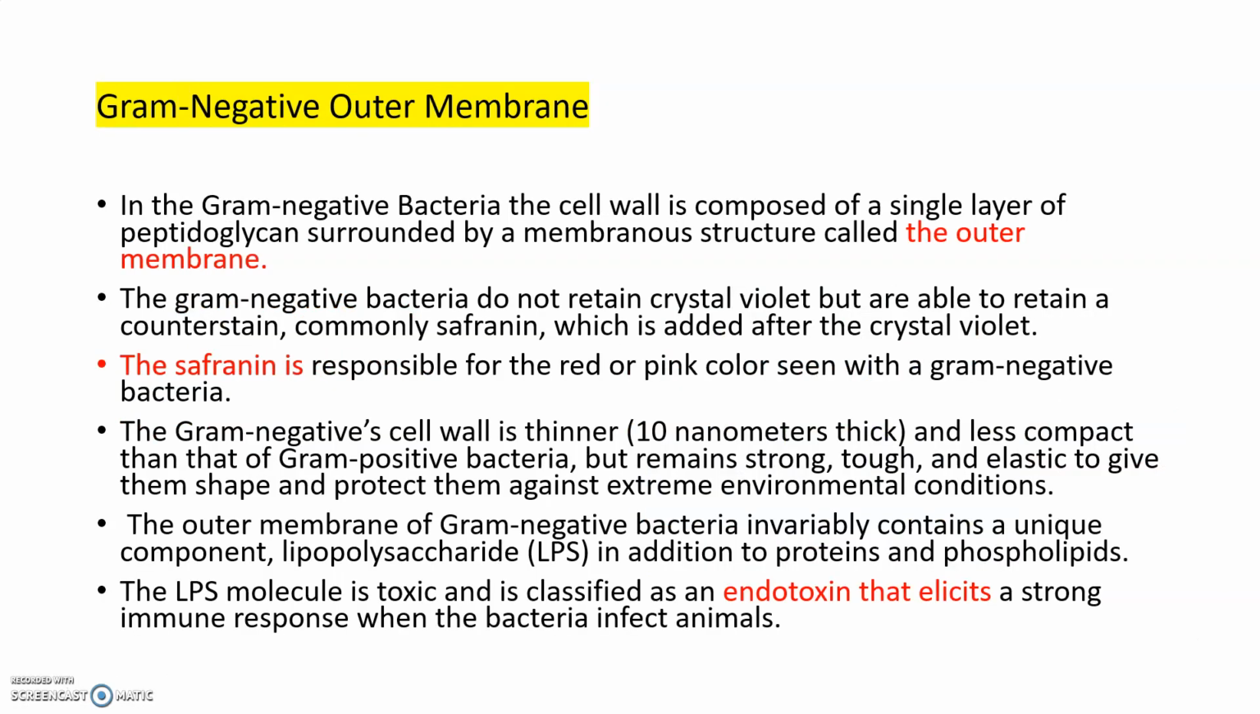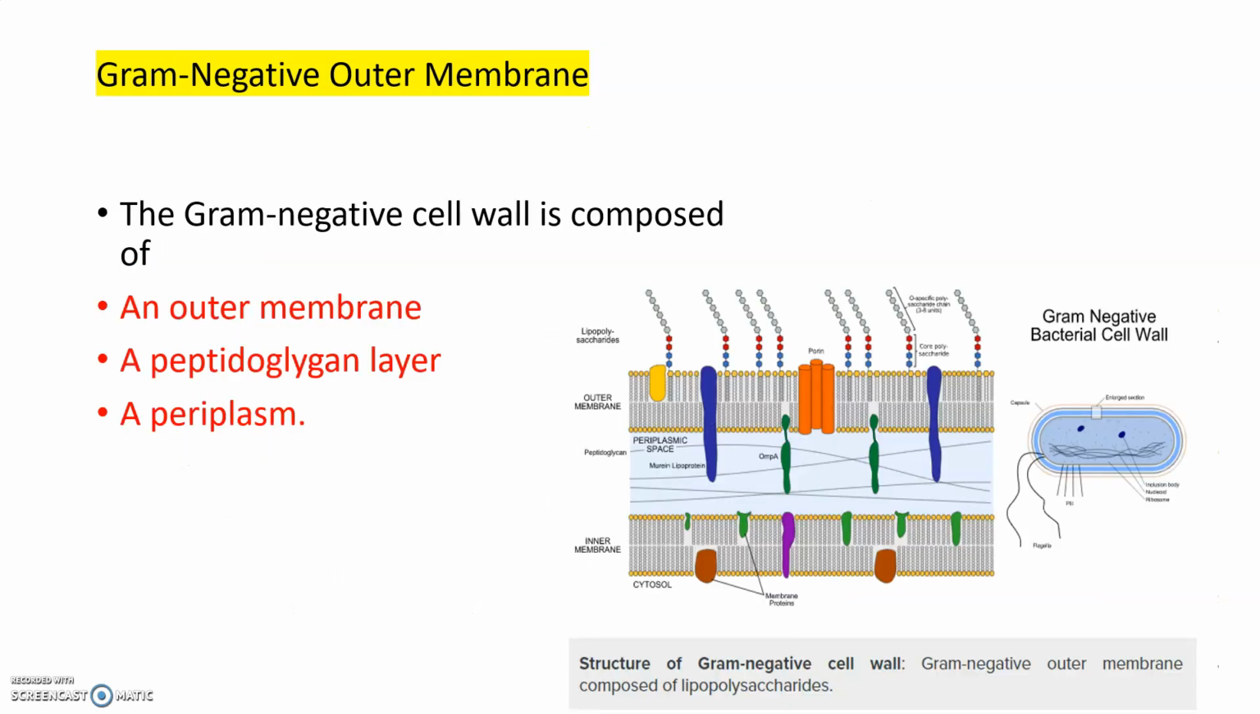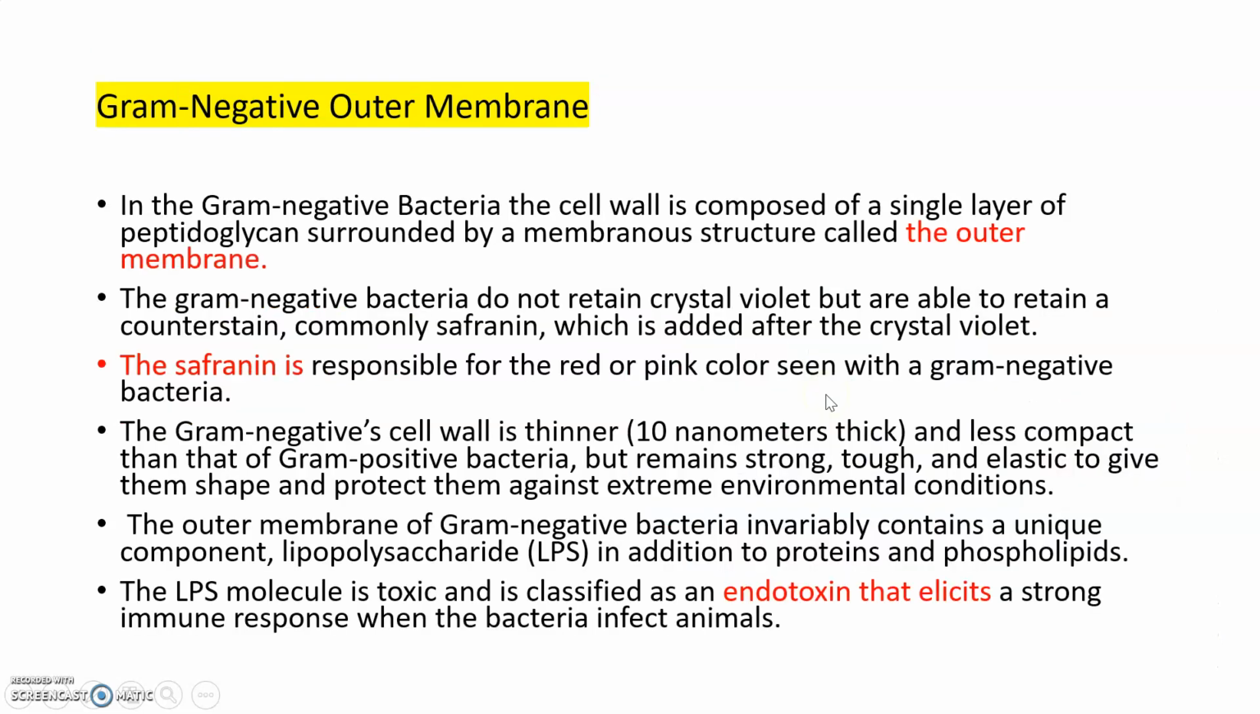In the gram-negative bacteria, the cell wall is composed of a single layer of peptidoglycan, and it is surrounded by a membrane structure. That membrane structure is called what? Outer membrane. The gram-negative bacteria can't retain the crystal violet stain in the gram staining procedure, but they are able to retain the counter stain that is added last. Commonly the counter stain used is safranin, which is added after the crystal violet and after the acid alcohol wash. The safranin is responsible for the red or pink color seen in gram-negative bacteria. So gram-negative bacteria appear pink because of the counter stain, either safranin or any other.